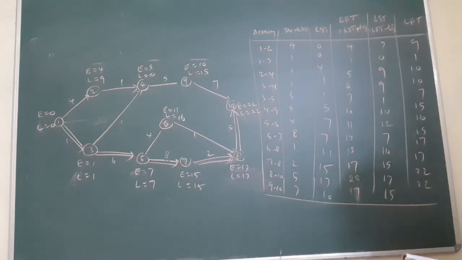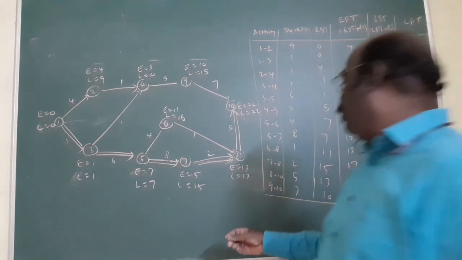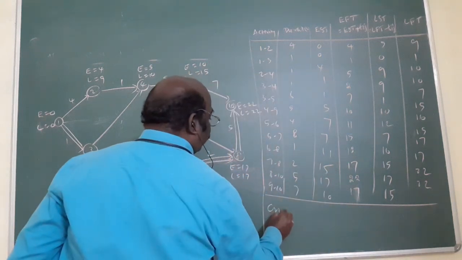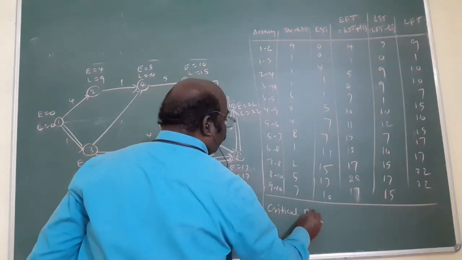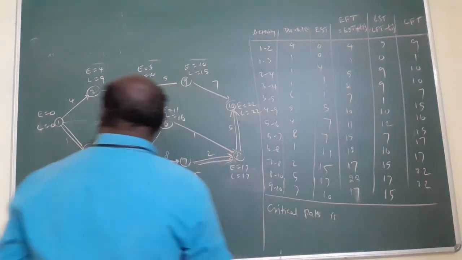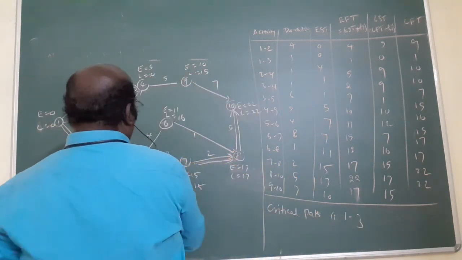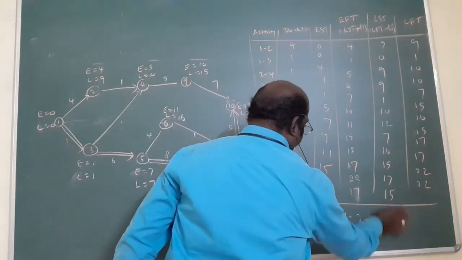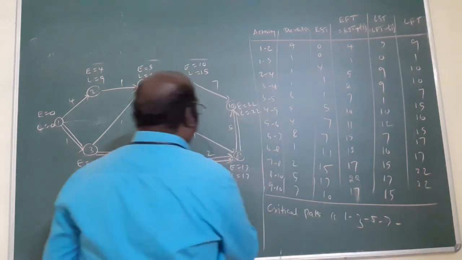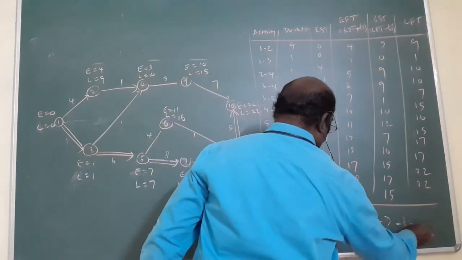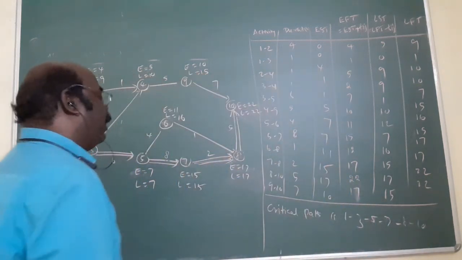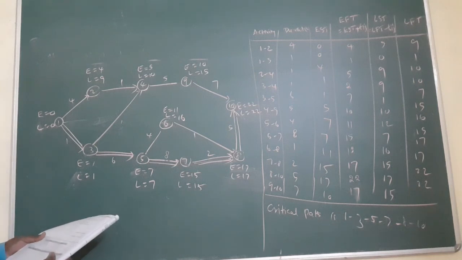Now, the critical path is what? What is the maximum? The critical path is 1 to 3, 3 to 5, 5 to 7, 7 to 8, 8 to 10. This is the critical path. Am I right? The maximum is what?